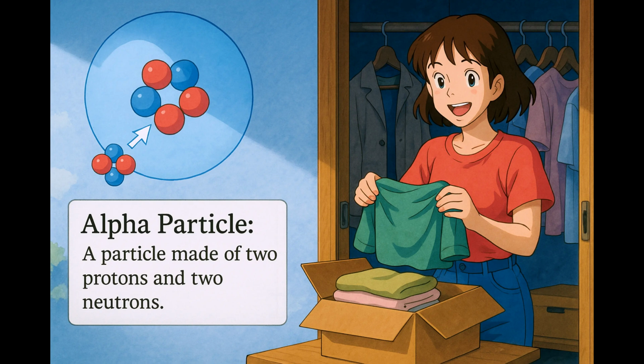Just like getting rid of an old sweater makes your closet more organized, the nucleus emits an alpha particle, comprised of 2 protons and 2 neutrons, to achieve a more stable state. In both cases, releasing something unnecessary helps restore balance and order to the system, whether it's your cramped closet or an unstable atomic nucleus.